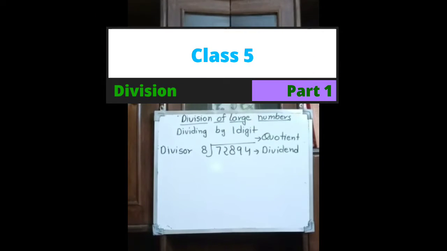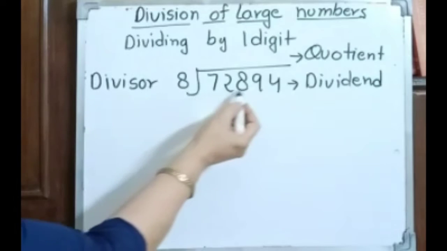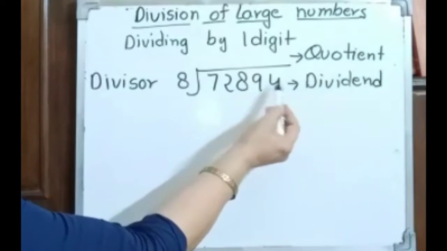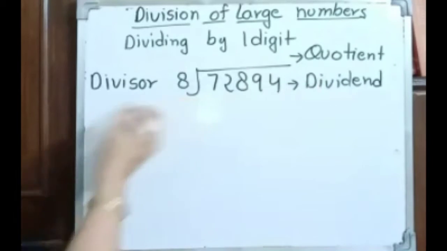Division of large numbers, dividing by one digit. Here we have 72,894. This is the dividend. You all know the terms. Whatever the answer will be, that will be the quotient, and this is the divisor.